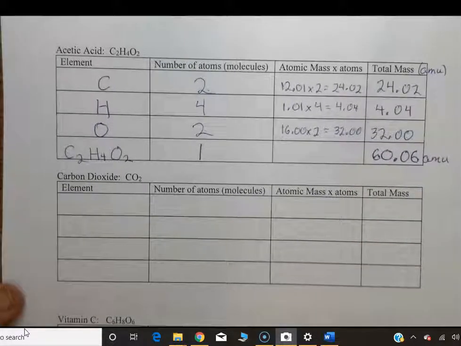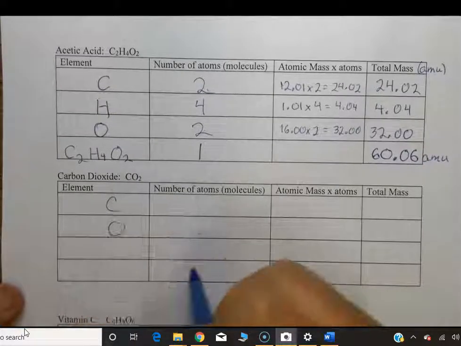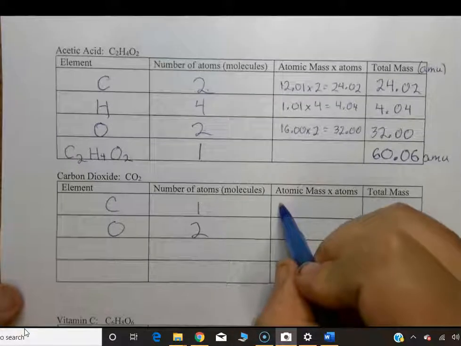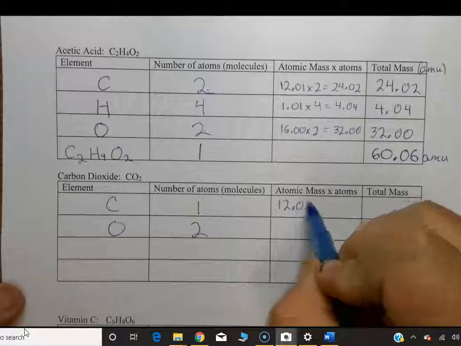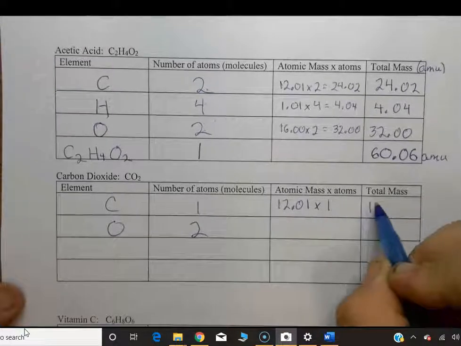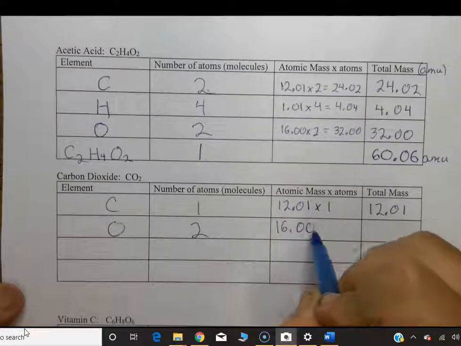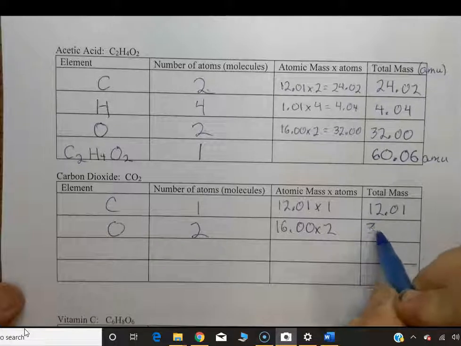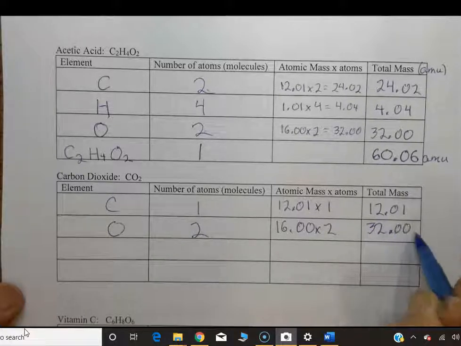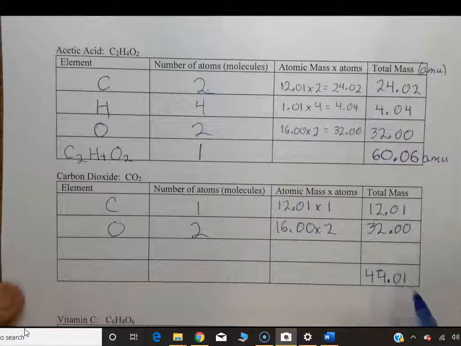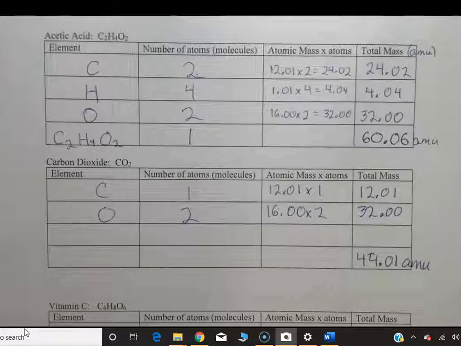Okay, let's do carbon dioxide. That's an easy one. CO2, there's 1 carbon, there's 2 oxygens. The atomic mass for carbon is 12.01. You multiply that by 1, you get 12.01. For oxygen, it's 16.00 times 2, which is 32.00. And you add those together, you get 44.01 AMU for carbon dioxide. That's the weight of a molecule of carbon dioxide, 1 molecule.